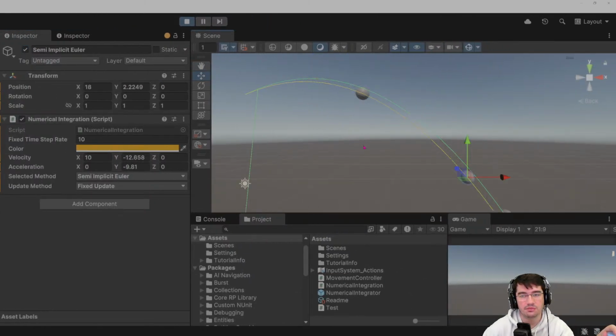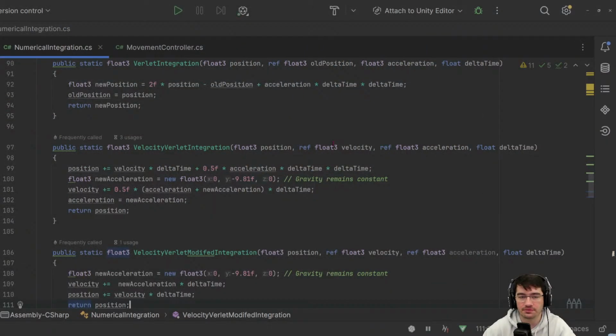Will that be precise enough? I'm not sure. So we'll see with the jump, because I think it's the most sensitive mechanic, the jump.